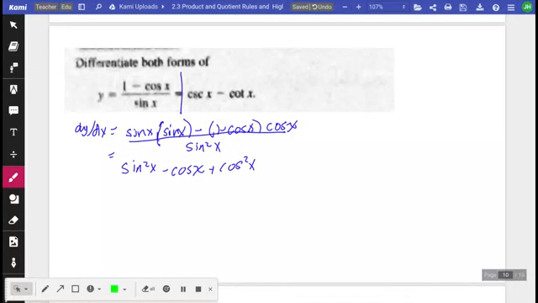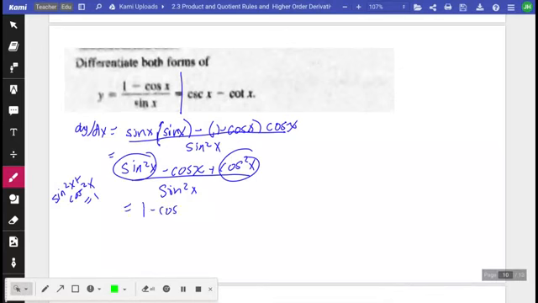Okay, so that I have this. An identity from trig says that if I have sine squared plus cosine squared, it's equal to 1. If you notice, I do have that in these two. So I'm going to have 1 minus cosine x all over sine squared x. Okay, that would be that derivative.